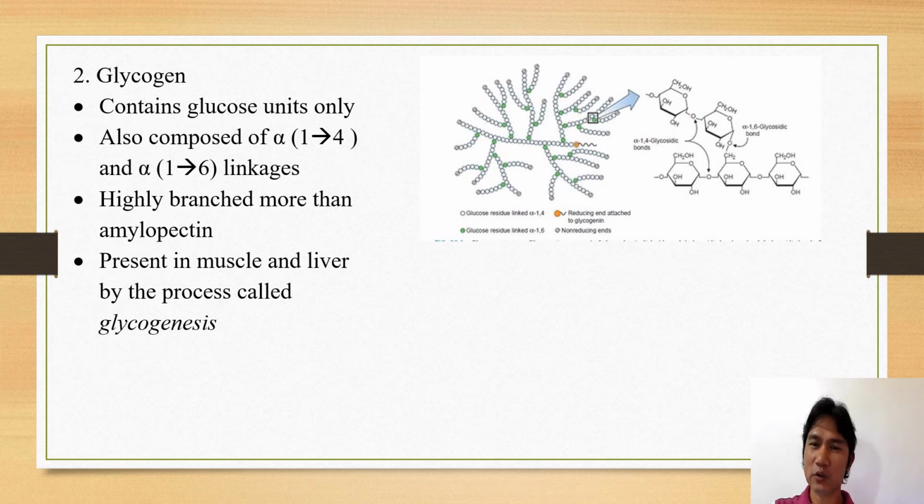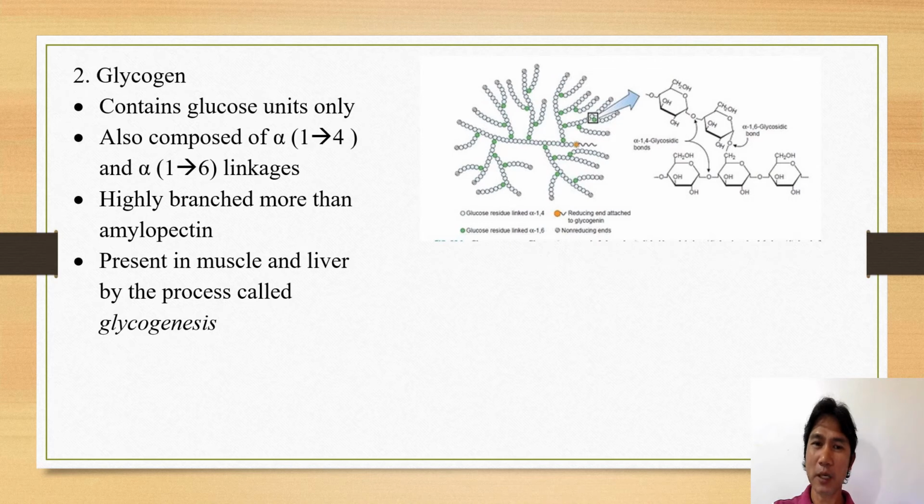Okay, because not all glucose will be converted into energy at once. The rest of the dietary glucose will be converted first into glycogen, so that when the glucose level is depleted, the glycogen will be converted back to glucose. That's why I said this is a storage form of energy. This is highly branched. Okay, the structure is more complex than amylose. So this is present in the muscle and in the liver.